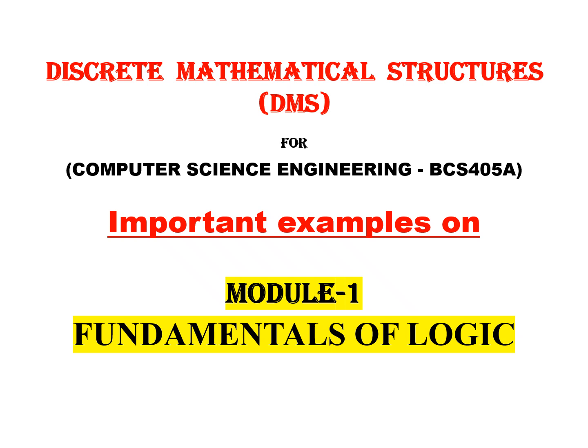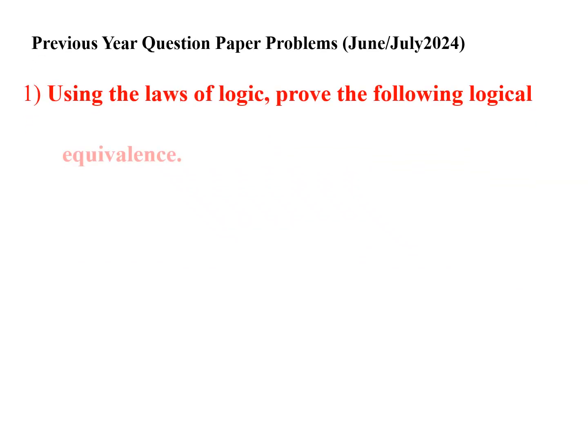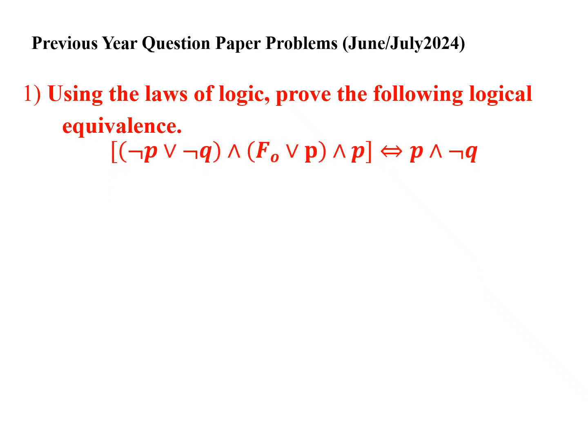Okay, let us start. First example is: using the laws of logic, prove the following logical equivalence. Negation of P or negation of Q, and F naught, that is a contradiction, or P, and P is logically equivalent to P and negation of Q. So you need to prove the LHS part is equivalent to the RHS part, using the laws of logic.